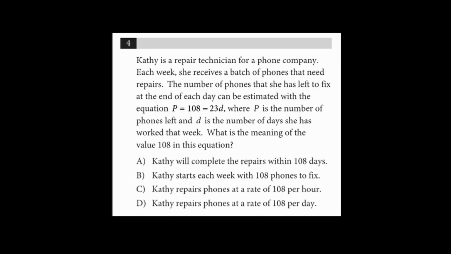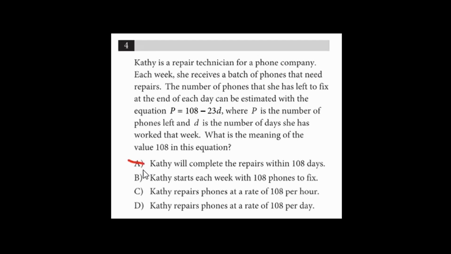Number 4 is going to be one of those problems that might intimidate you because there's so much reading, but you have to stay calm and go through this methodically. Read all the way down to where you see the number of phones that she has left to fix at the end of each day can be estimated with the equation P equals 108 minus 23D, where P is the number of phones left and D is the number of days she has worked that week, and then compare it to your answers. A can be excluded. It's completely illogical. 108 days would be over 2,300 phones.